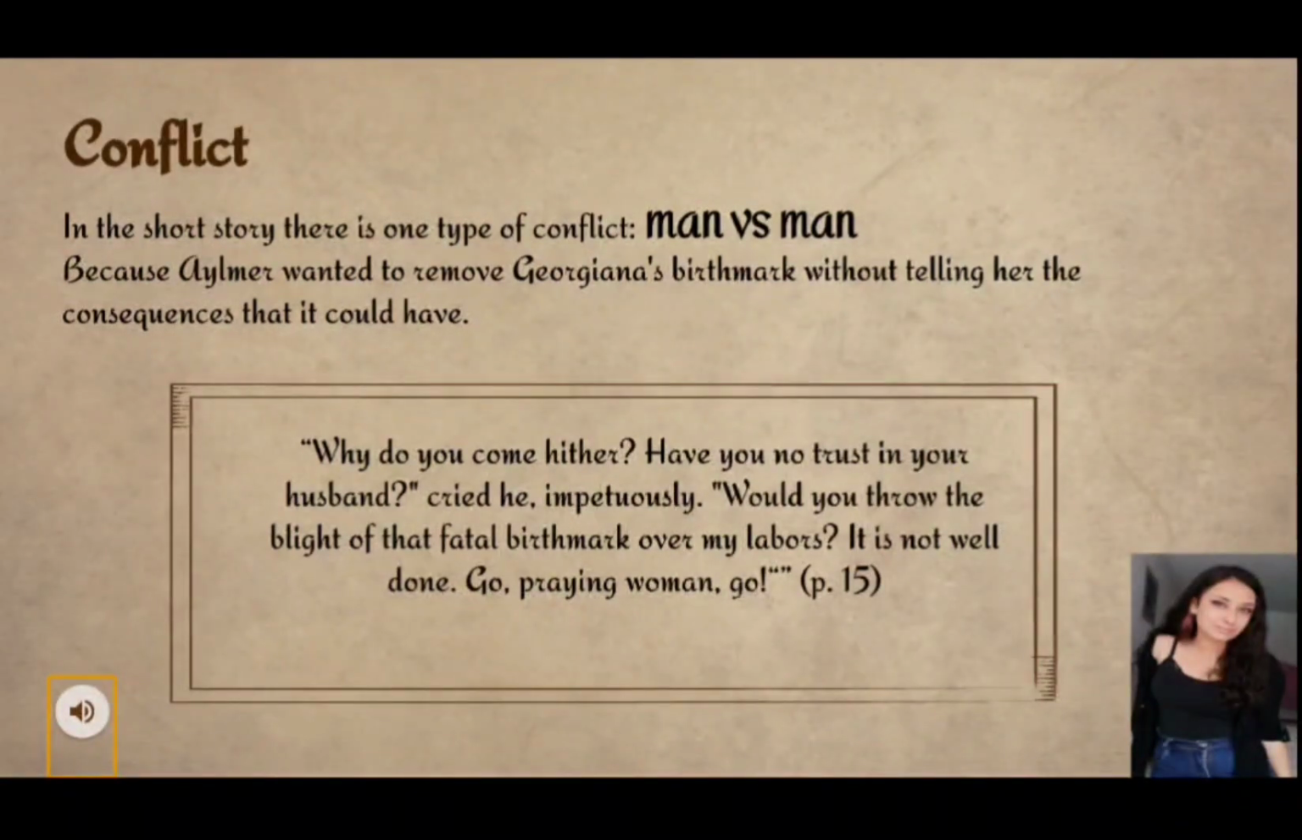Why do you come hither? Have you not trust in your husband? Cried he impetuously. Would you throw the blight of that fatal birthmark over my labors? It is not well done. Go, pray, woman, go.